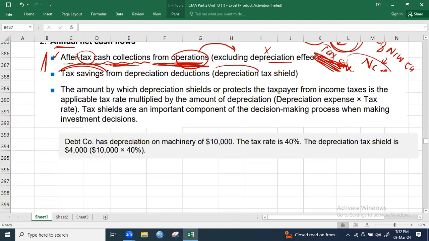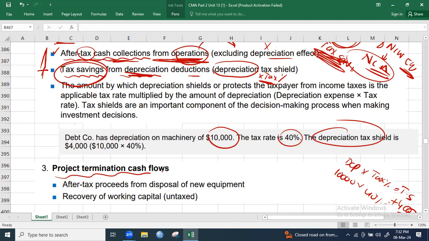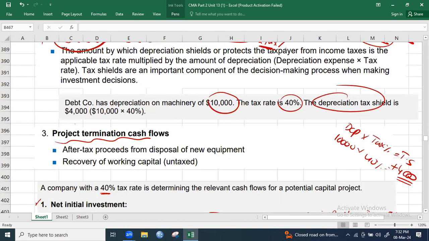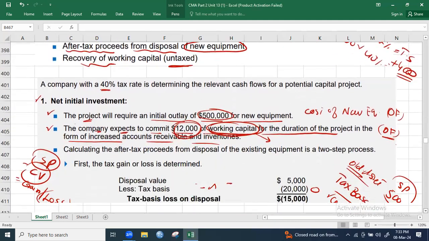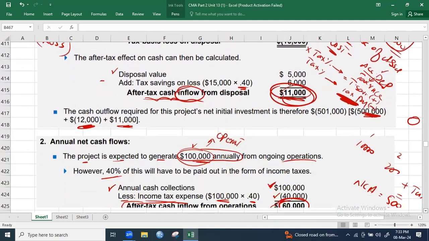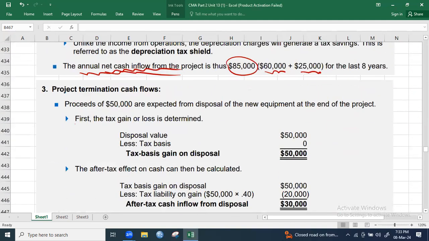So two things are there, guys. Number one, in project termination cash flows, the first thing is after tax proceed from disposal of the new equipment, the equipment which you bought at the start of the project, which we assume will now be sold. And second thing, we have to take recovery of working capital, and this amount you will always take untaxed. Understood? Untaxed. So here we go. How it is calculated, I'm just assuming data here. For example, these are project termination cash flows.